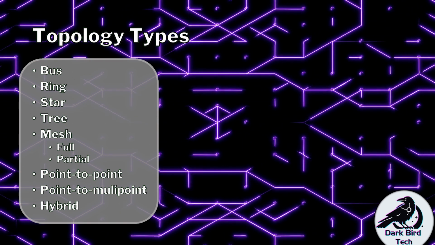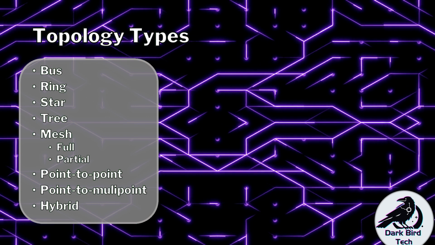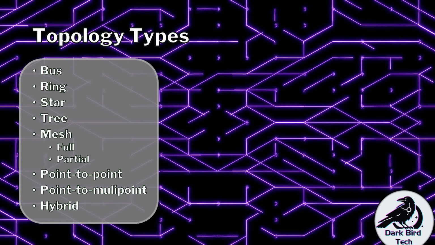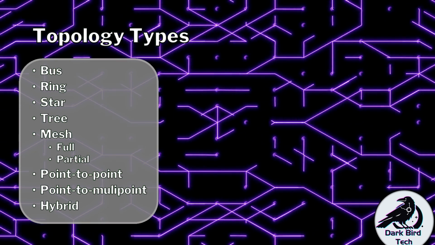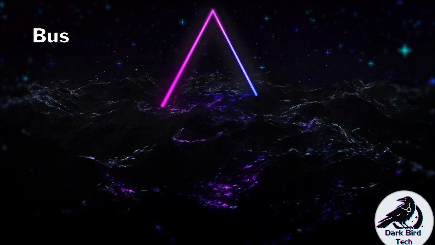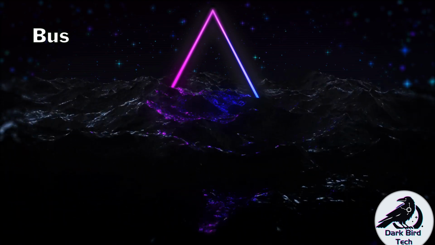The bus topology, the ring, the star, the tree, both full and partial meshing, point-to-point and point-to-multipoint, as well as a hybrid of them all. So let's start out with the bus topology. Now we saw this in a previous video where I dealt with CSMA/CD.